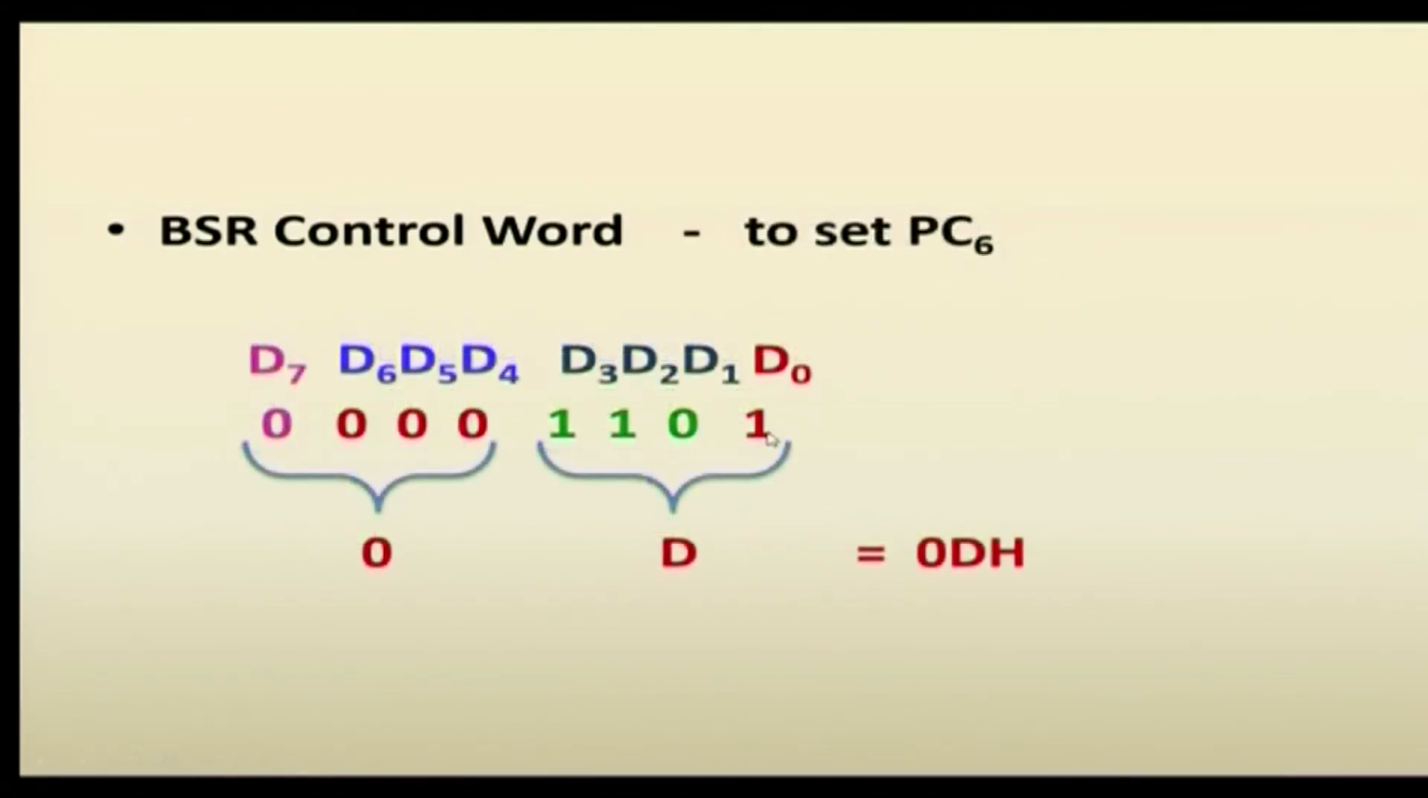To set the value of PC6, we have to write 1 in D0. When D0 is 0, it is a clear. When the bit is 1, it is a set. So our requirement is to set, so we have to write it as 1. Then D1 to D3, the binary equivalent for 6 is 110. So write it, then read 1101 as D. So the final value is 0D to set the value of PC6.